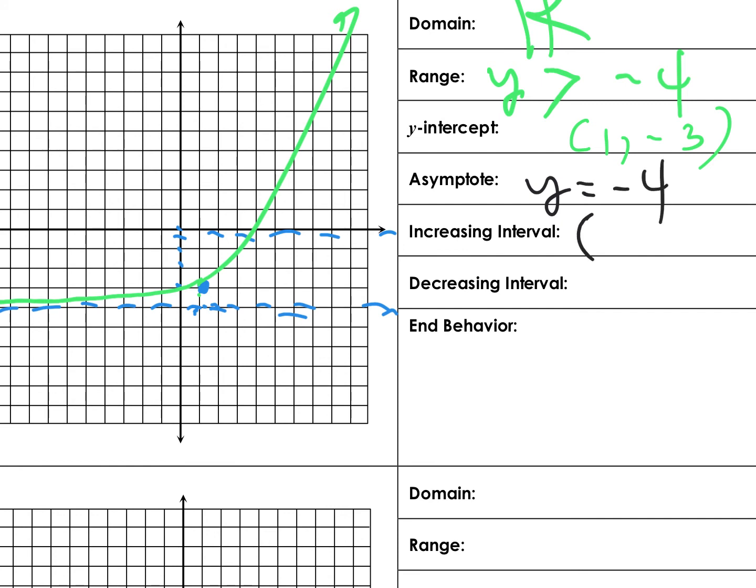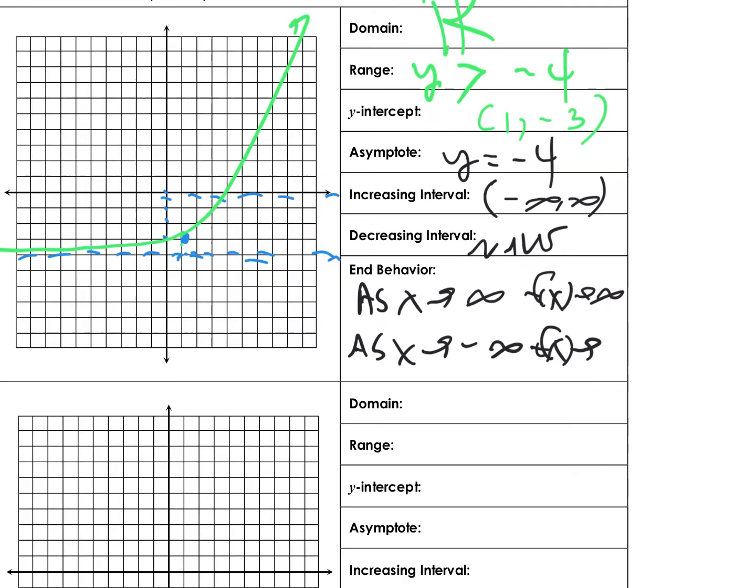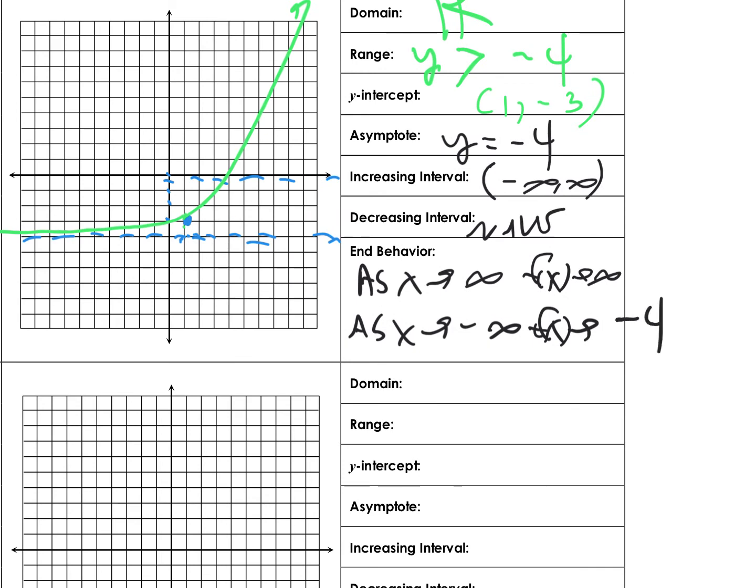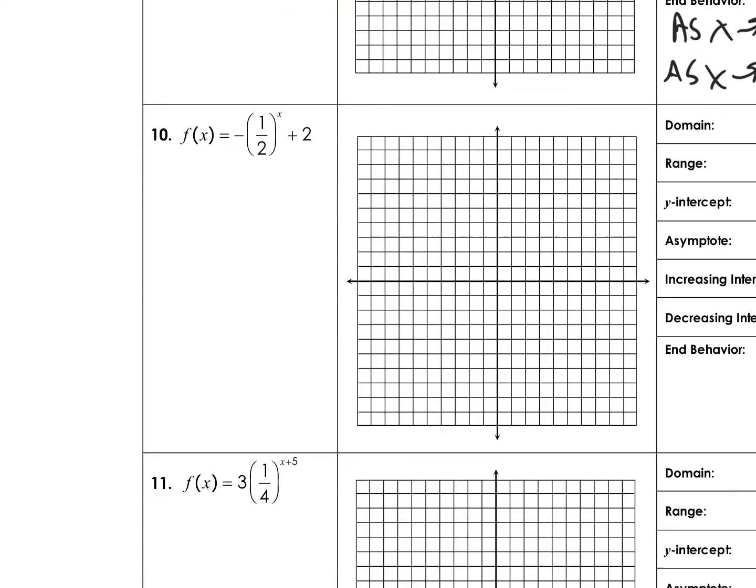It's increasing. That doesn't change. Negative infinity to infinity. Decreasing never. As x goes to the right forever, f of x does go up forever. As x goes to the left forever, f of x approaches the horizontal asymptote, negative 4. Not so bad, was it? All right. I'll do one more here with you.